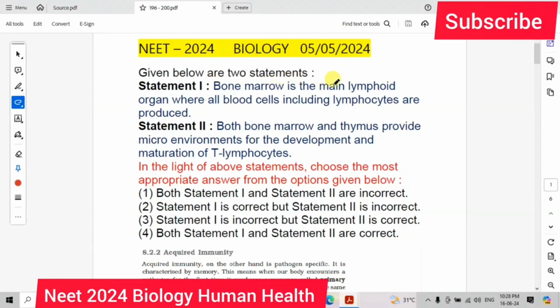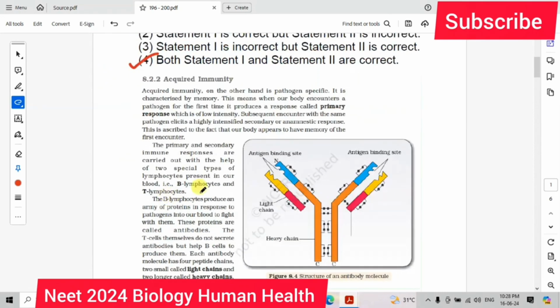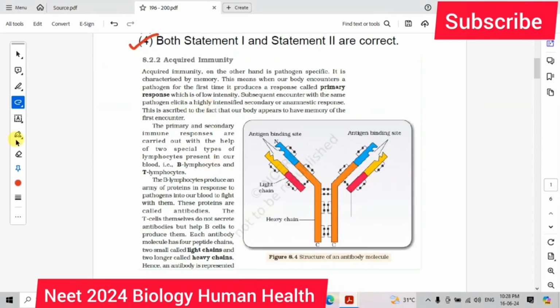Statement 1. Bone marrow is the main lymphoid organ where all the blood cells including lymphocytes are produced, and it is right. Second, both bone marrow and thymus provide microenvironments for the development and maturation of T lymphocytes, and it is also right. So both 1 and 2 are correct. Option 4 is the answer. You can see the NCERT regarding the topic from the chapter known as Human Health and Diseases.